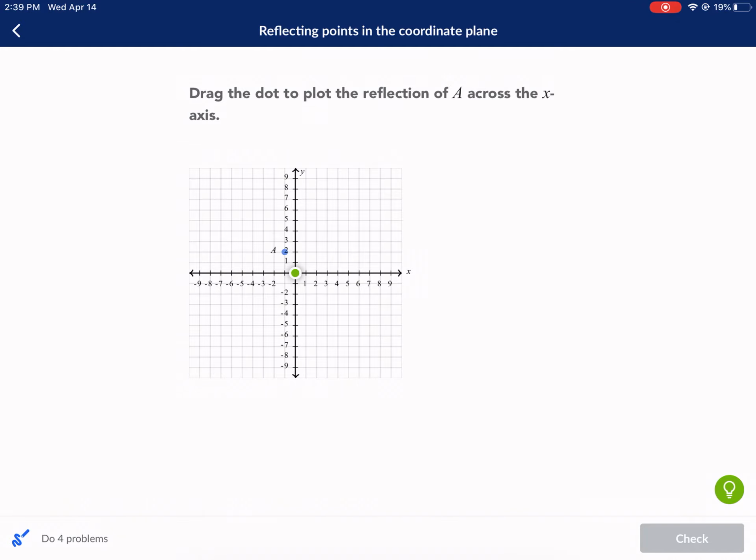We are doing a Khan Academy on reflecting points in the coordinate plane. This is a good one, helps us understand what a reflection is and how we do compound reflections. Let's go ahead and get started. Drag the dot to plot the reflection of A across the x-axis.